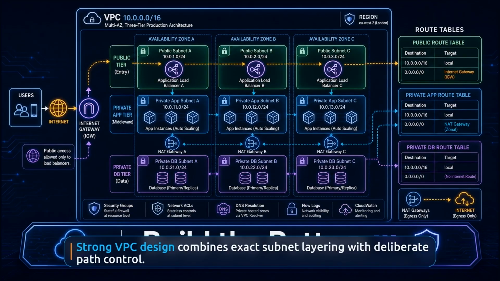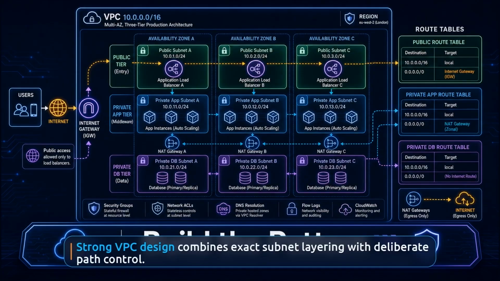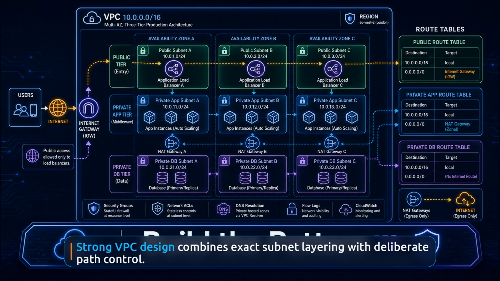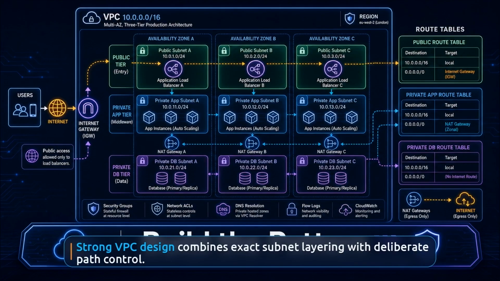3 private database subnets provide the state layer. 10.0.21.0/24, 10.0.22.0/24, and 10.0.23.0/24. Public subnets route internet-bound traffic through the internet gateway. The private app subnets route default outbound traffic through zonal NAT gateways in the public layer. The database subnets do not get casual internet paths at all.